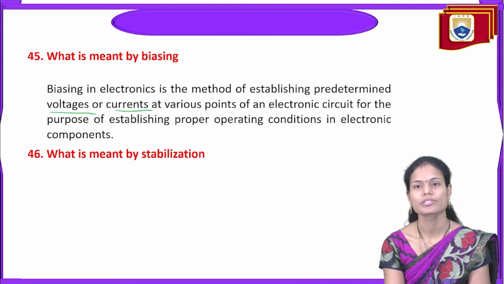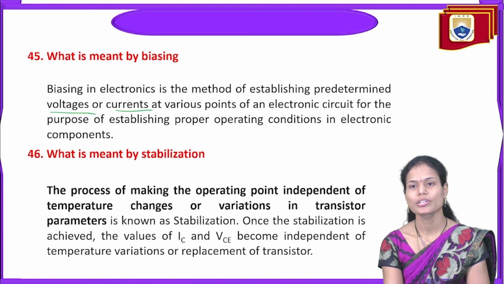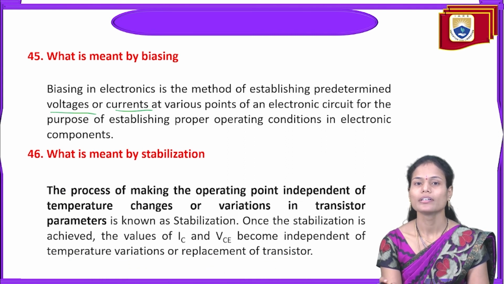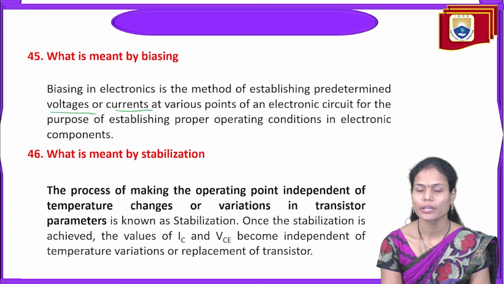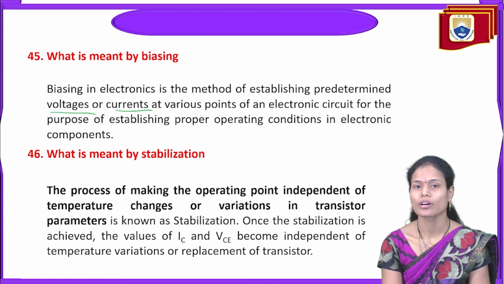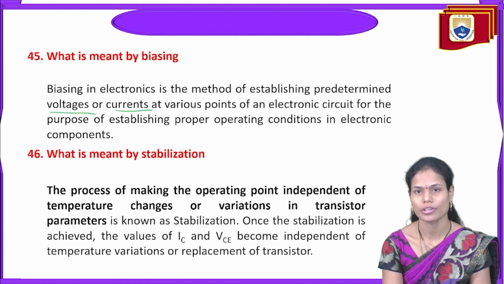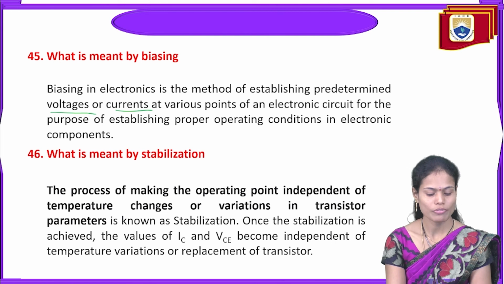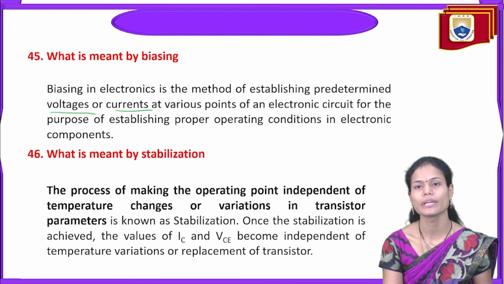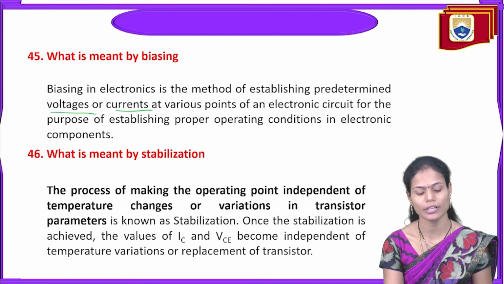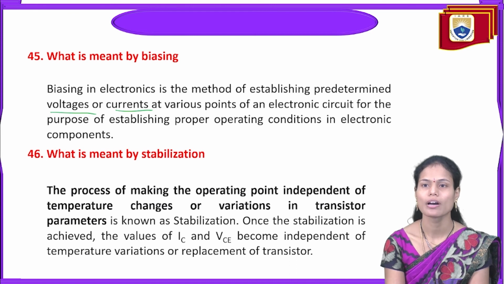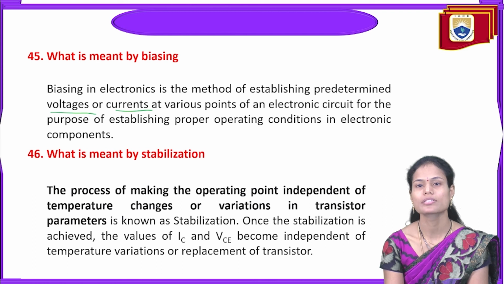What is meant by stabilization? Stabilization is nothing but once we fix the operating point, it should not vary with any variations in the components or any variations in the circuit. That process we call stabilization. So we can define it as the process of making the operating point independent of temperature changes or variations in transistor parameters.